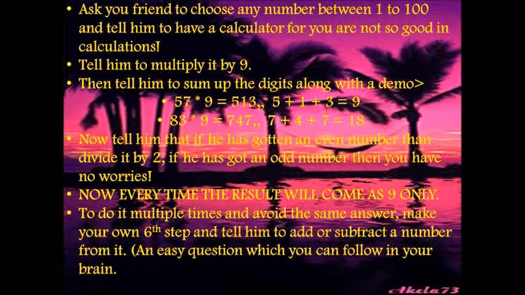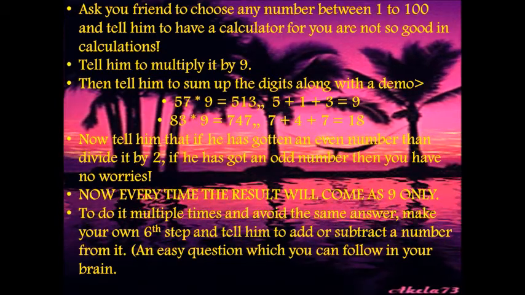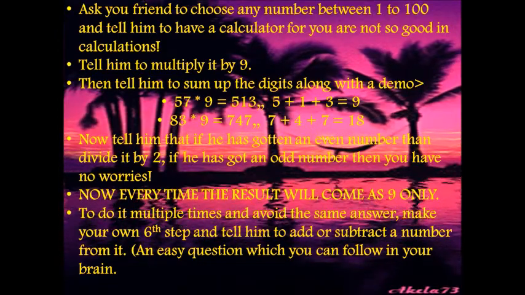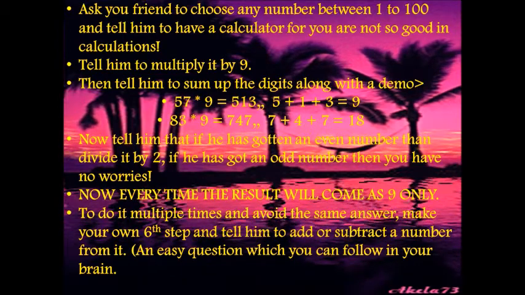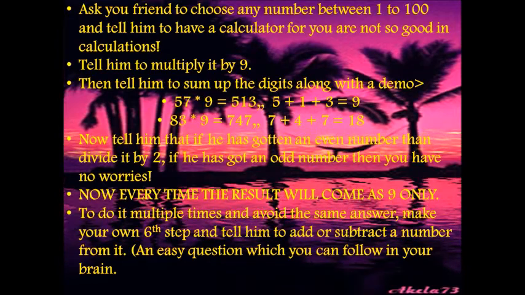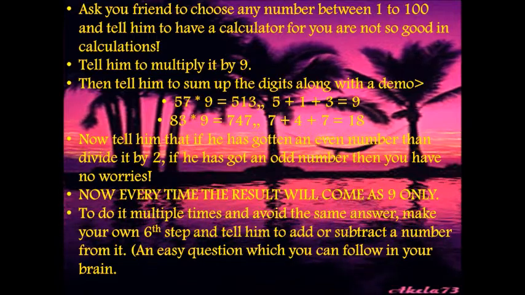But the problem with that is, as you increase the digits or the zeros, the value will increase. For example, in 1 to 100, the sum will always come either 9 or 18. But if it goes to 1 to 1000, the sum will become 27. In that case, you have to divide it by 3 too. So it's better to choose 1 to 100, and it is better for the calculations too.